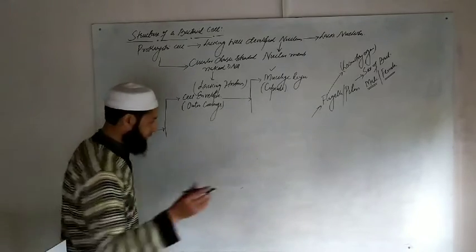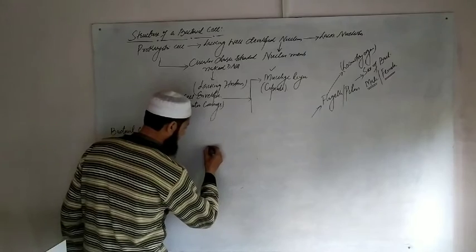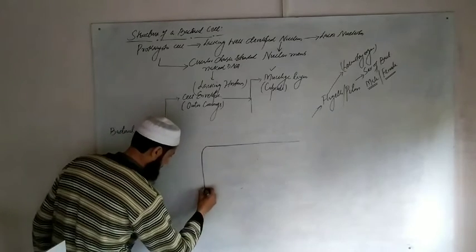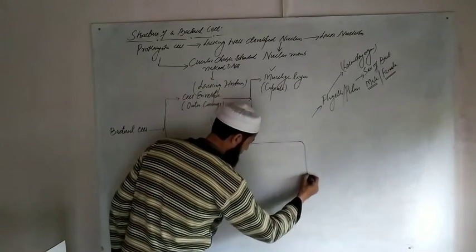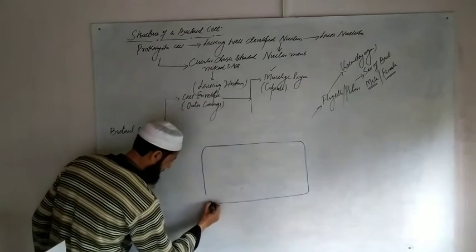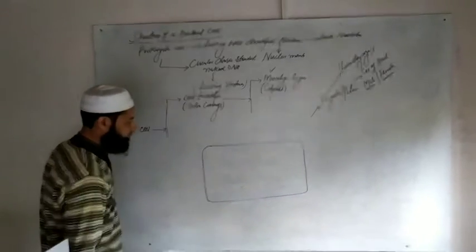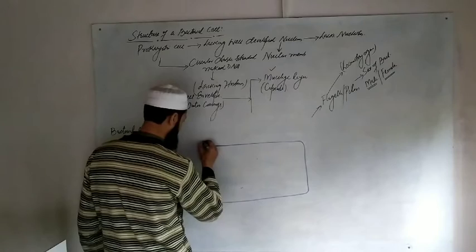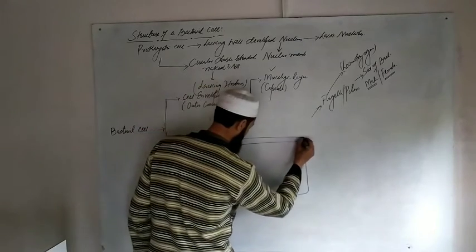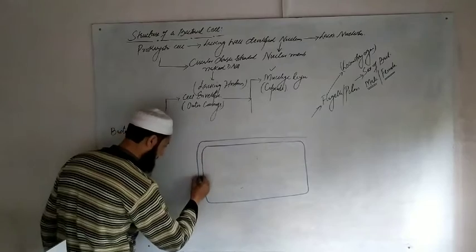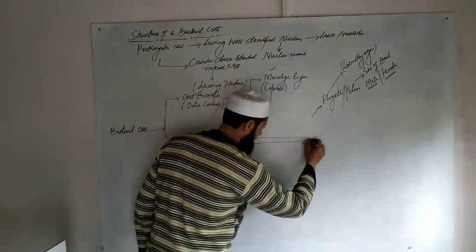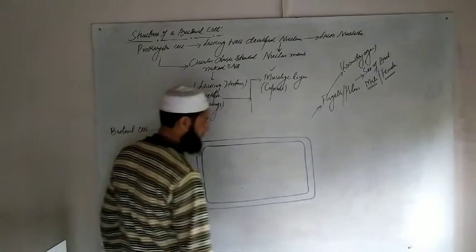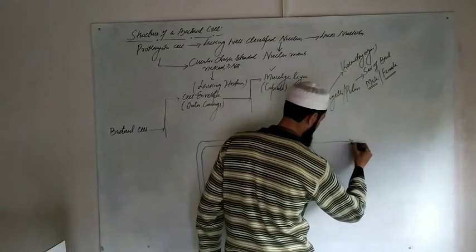First, I will show the structure of a typical rod-shaped bacterium having a cell wall outside its body, which provides it shape and rigidity. This one is the cell wall.